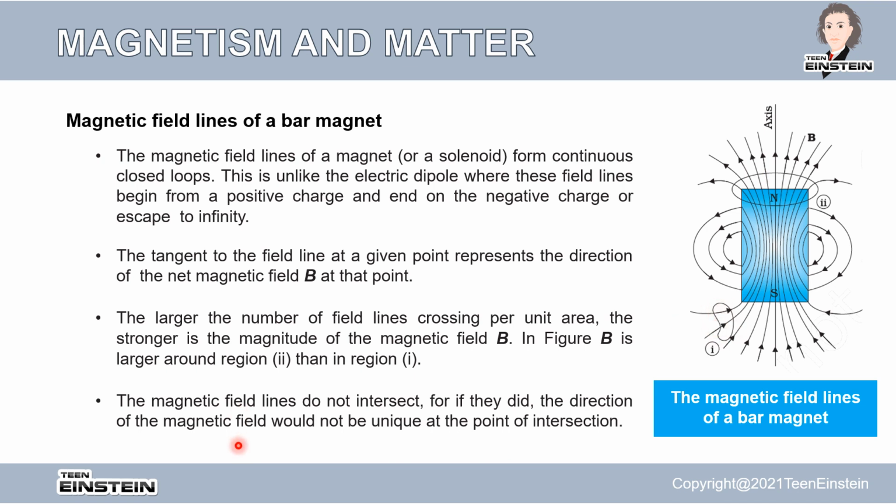The magnetic field lines do not intersect, for if they did, the direction of the magnetic field would not be unique at a point of intersection. This is also similar to electric field lines. They do not cross each other. The magnetic field lines never cross each other, because if they did, the magnetic field would have two different directions at that point, which is not possible. Even if there were two different magnetic fields, the resultant would be in only one direction. So the magnetic field lines do not cross each other.